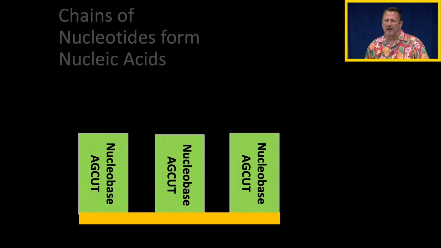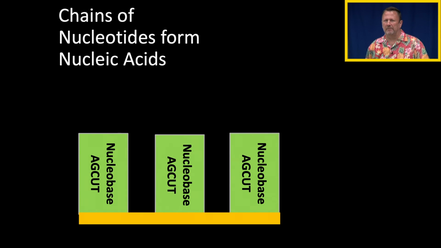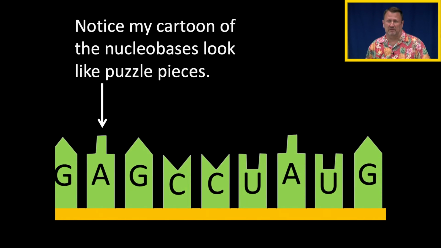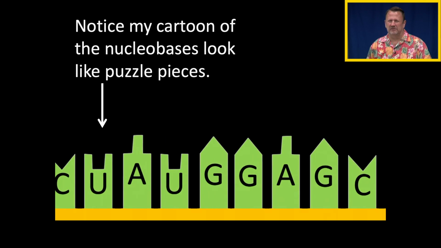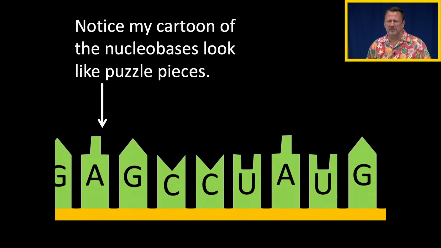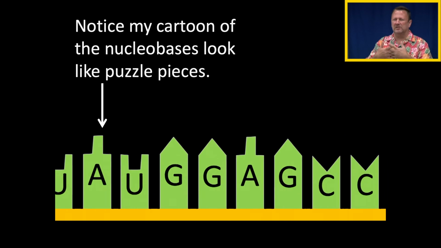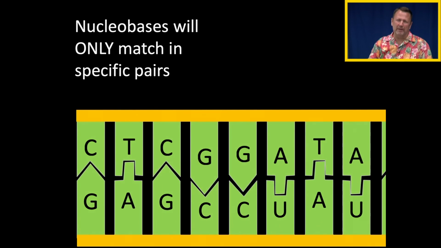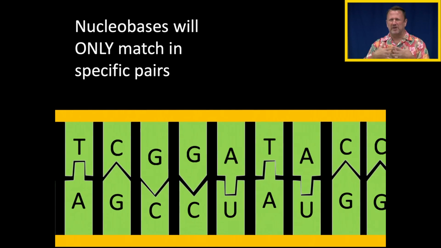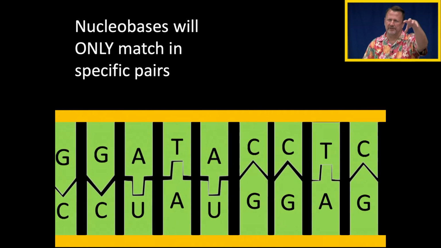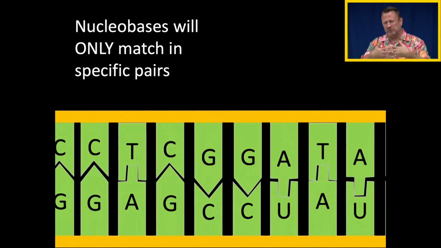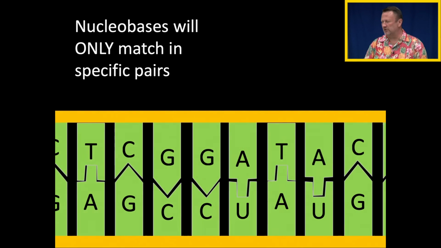All right. And then, again, we're talking about drawing pictures of nucleic acid. So I've made my chains into nucleic acids, and you're going to notice that my cartoon pieces look like puzzle pieces. Why? Because A is only going to match with U or T, and C is only going to match with G spontaneously through hydrogen bonding. So nucleobases only match in specific pairs, which allows them to spontaneously match, so that a robotic arm doesn't have to go find it and stick it in. The base pairs will spontaneously match with each other.